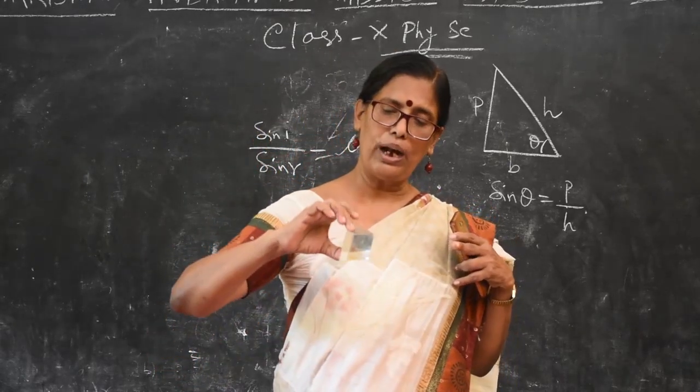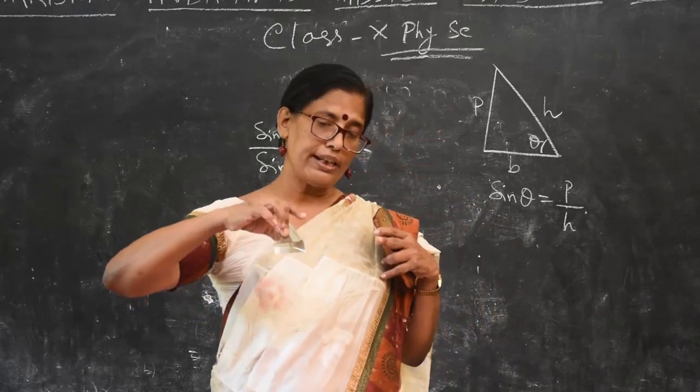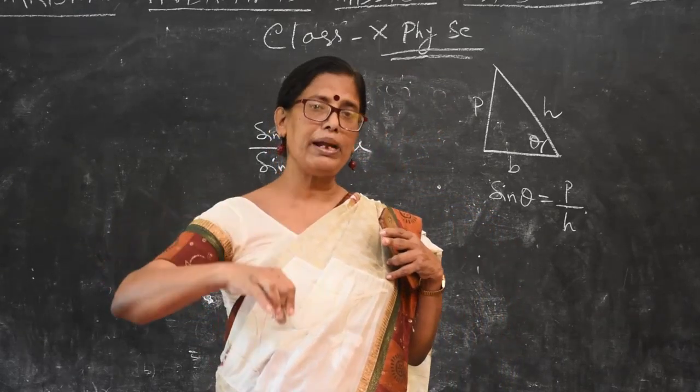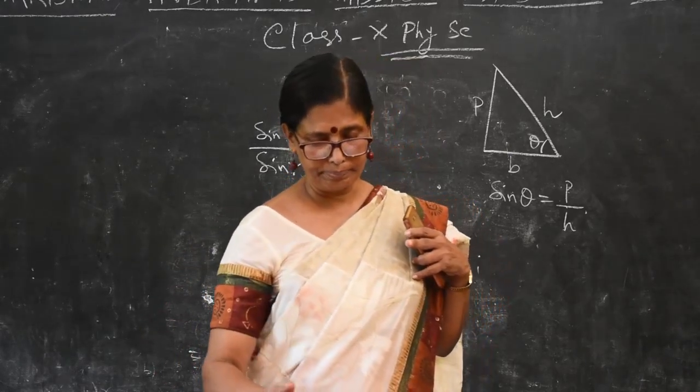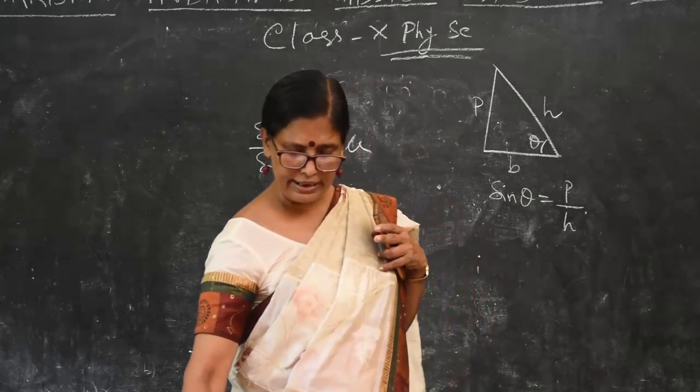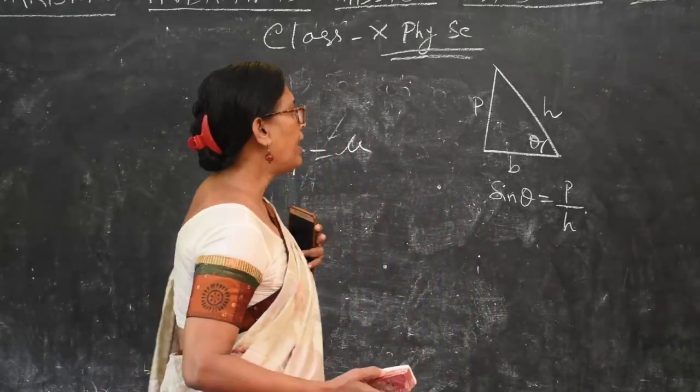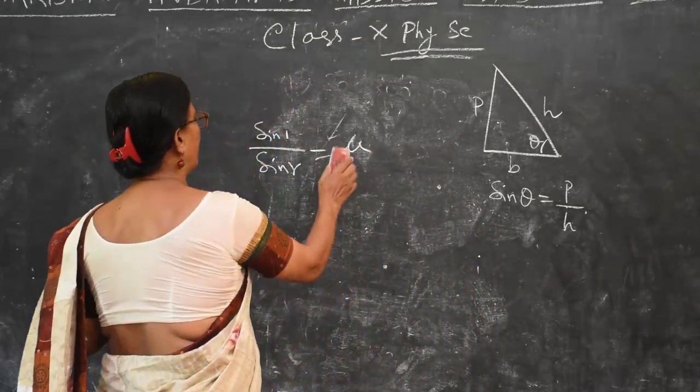This is a triangular shape. This is not a rectangle. So it is a slant. And slant means there is a little more difference in the refraction. First we discuss the glass slab. If we draw it on the board, it comes like this one.